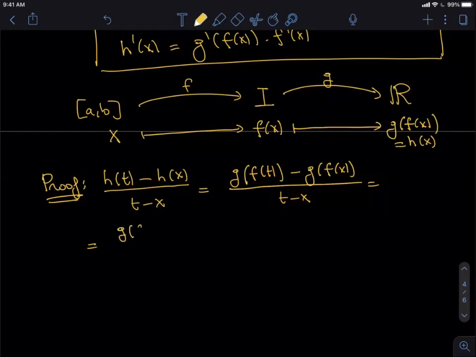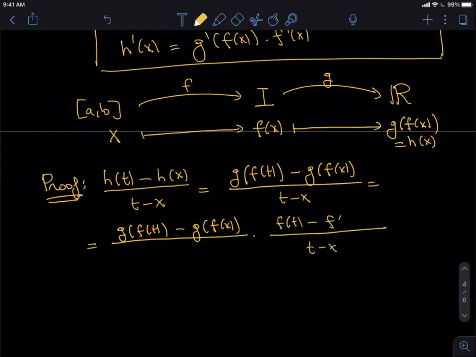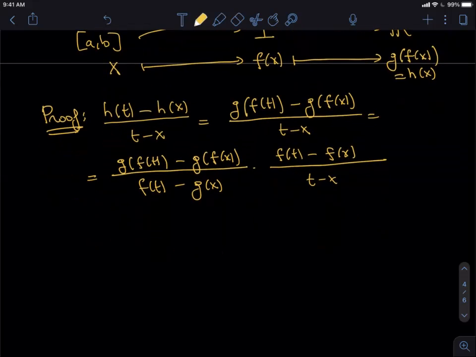So what we do, we are going to multiply and divide by what? We are going to take what is inside of g here, you see? So f of t minus f of x, because when I divide by t minus x, I almost have a derivative there. And then I divide by the same thing, and I will have to figure out that part. Okay, but I do that because now I can just take limits.